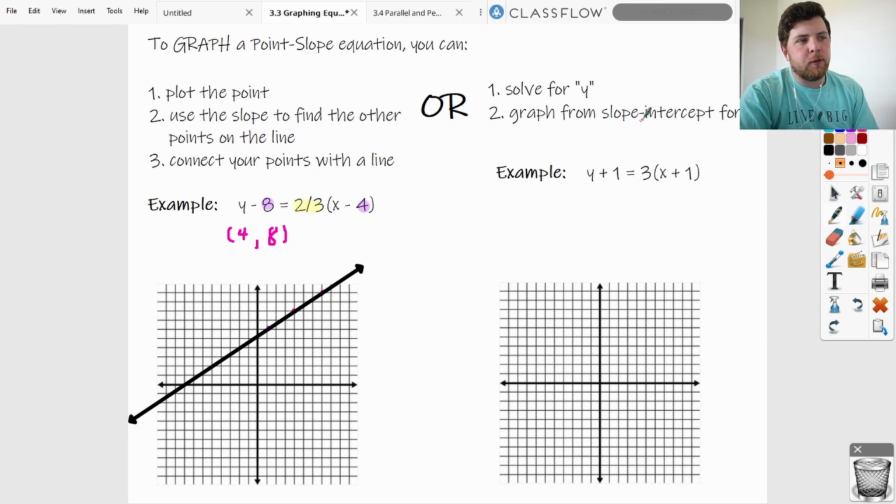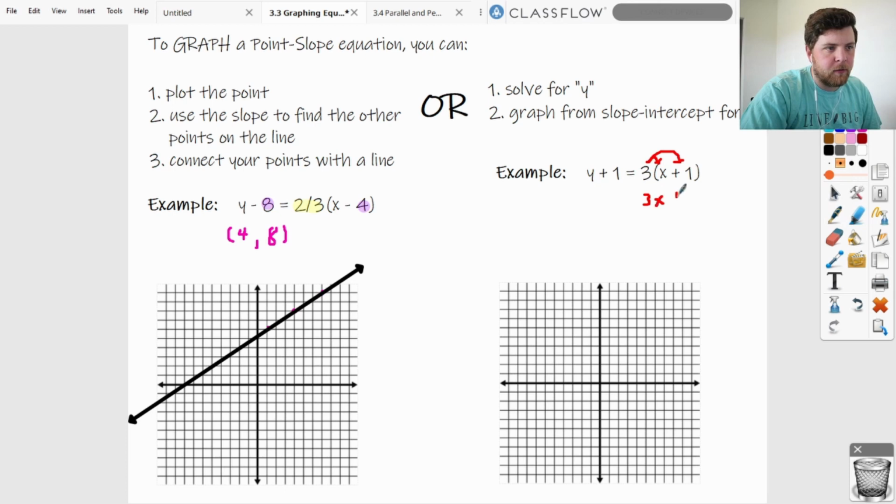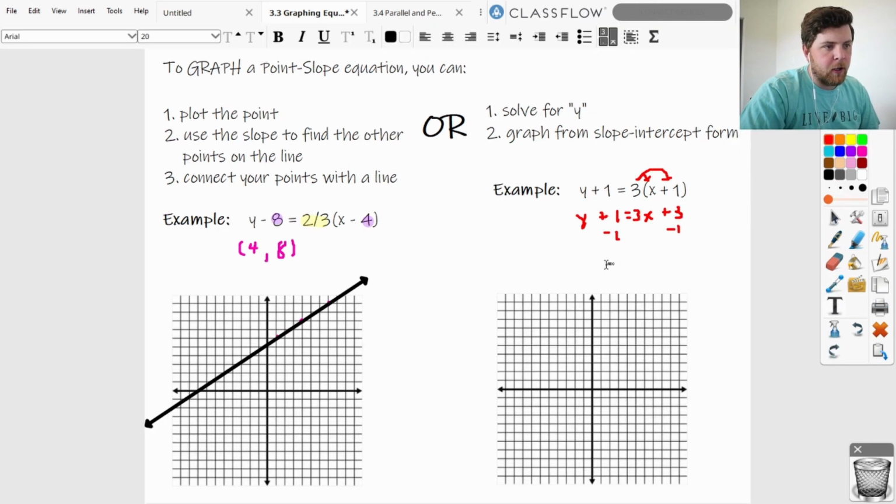What you could also do is solve for y. So to solve for y, all you're going to do is distribute this 3. So it becomes 3x plus 3. You've got y plus 1 over here. You can subtract 1 to get rid of it. So your equation ends up being y equals 3x plus 2.